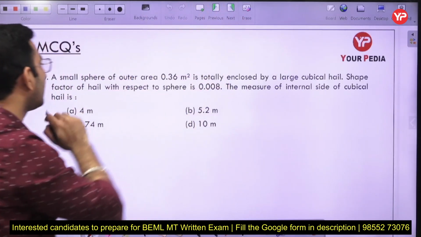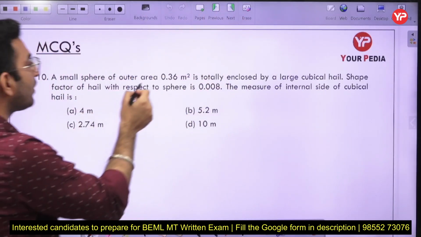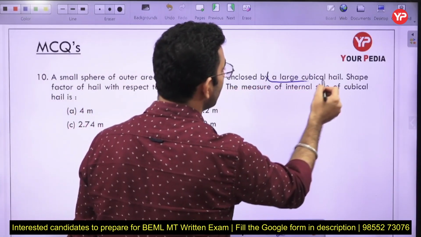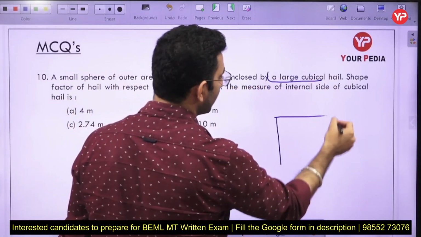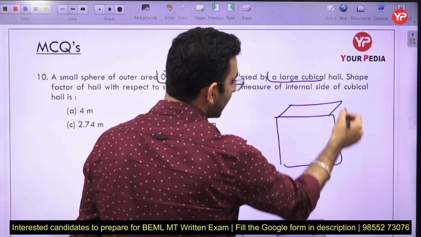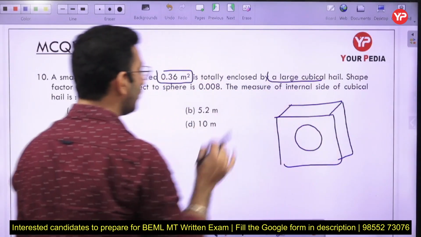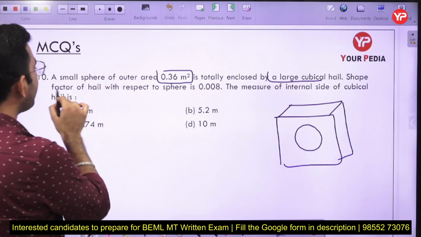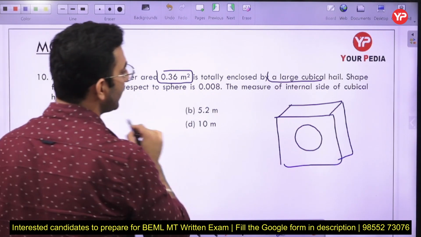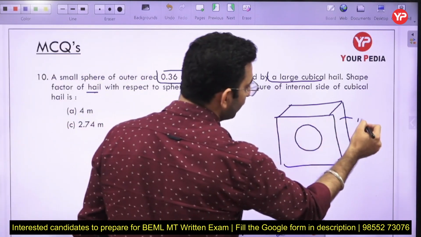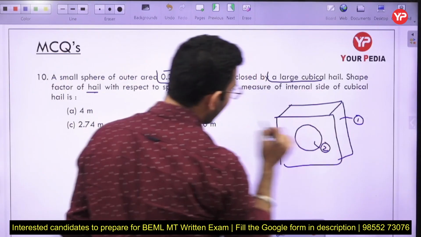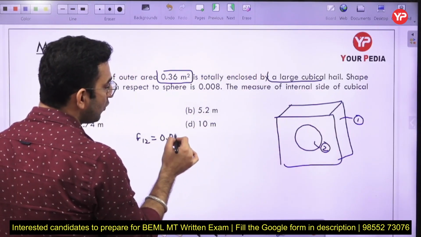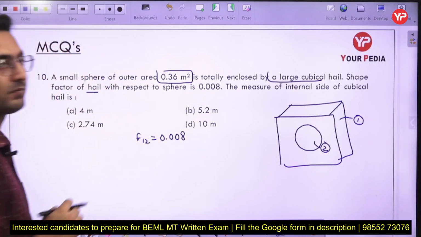Next question. A small sphere of outer area 0.36 meter square is totally enclosed by a large cubical hall. So here we have a cubical box, and inside this cubical box we have a small sphere. Now the shape factor of the hall with respect to the sphere is, let us say the cube is 1 and the sphere is 2. So the value of F12 is given to you as 0.008.